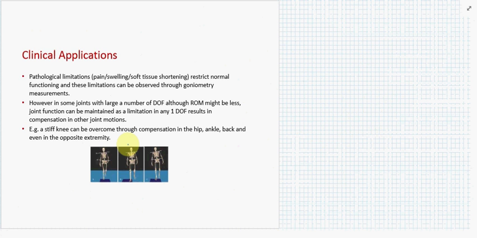Some joints, however, are a little bit harder to pick up because of the large number of degrees of freedom. A limit in one degree of freedom is masked by compensatory mechanisms in the other joints making up the multiple degrees of freedom. So, for example, a stiff knee can be overcome through compensation in the hip, ankle, and back, even in the opposite extremity. So we often find that, right? One side is injured, and over time, the other side ends up being injured due to these compensatory mechanisms.